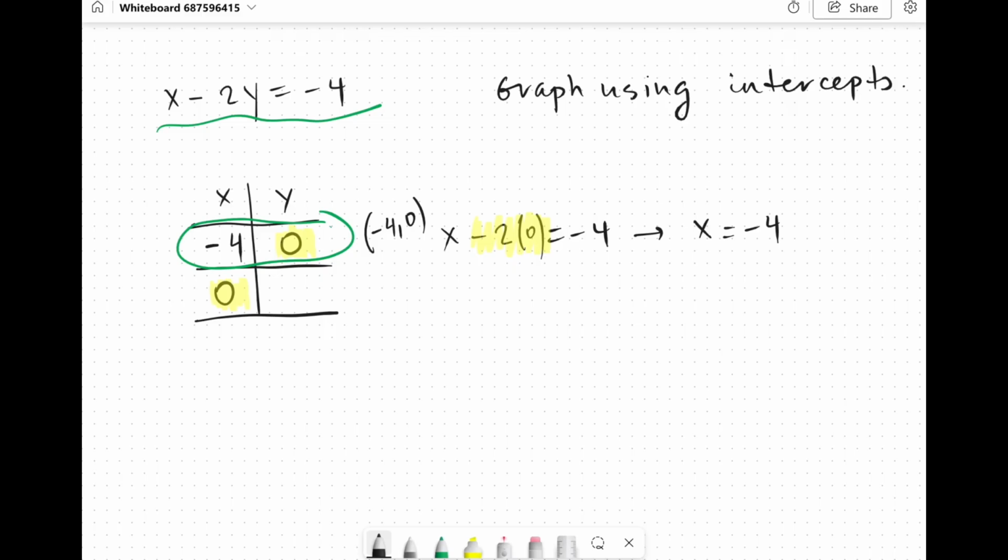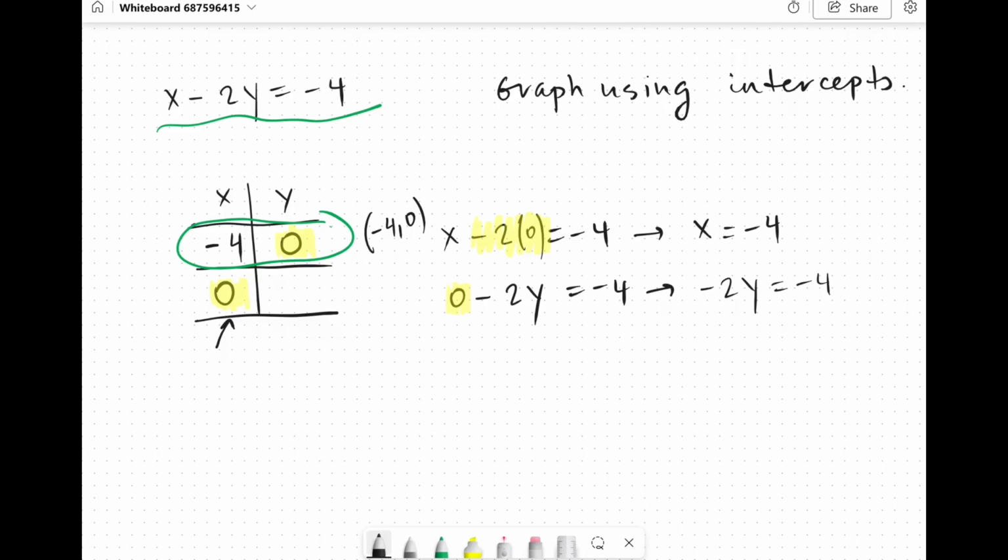Now we will do this work over, but using this 0. Now this 0 stands for the x. So I'll go back to the original equation, and x will now be 0. 0 minus 2y equals negative 4. Now 0 here is gone, so all you have left is negative 2y equals negative 4.